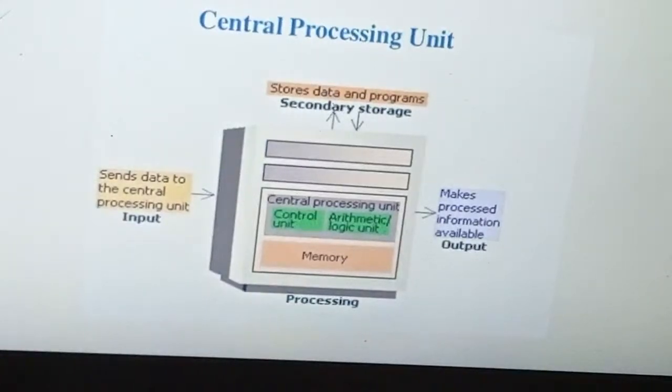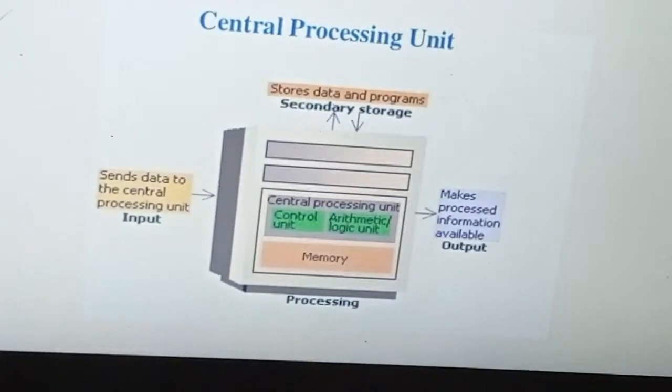Again, in this port, it is divided into two groups based on the signal transfer. Serial port sends and receives one bit at a time via a single wire pair.